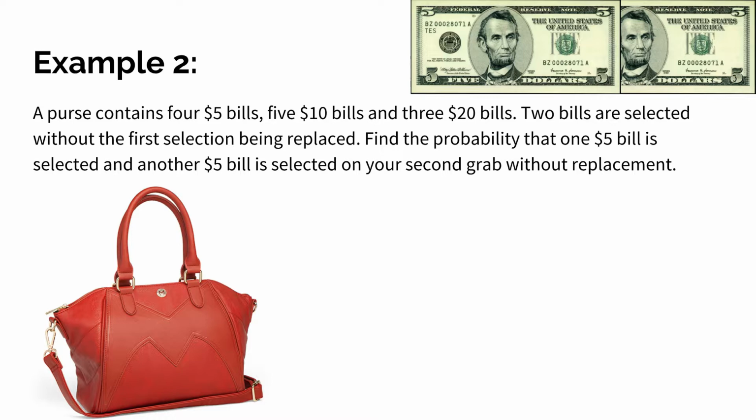Now, here's example number 2. A purse contains 4 $5 bills, 5 $10 bills, and 3 $20 bills. 2 bills are selected without the first selection being replaced. Find the probability that one $5 bill is selected and another $5 bill is selected on your second grab without replacement. So in this one, it's saying, what's the probability that you pull out a $5 bill and then you pull out another $5 bill?